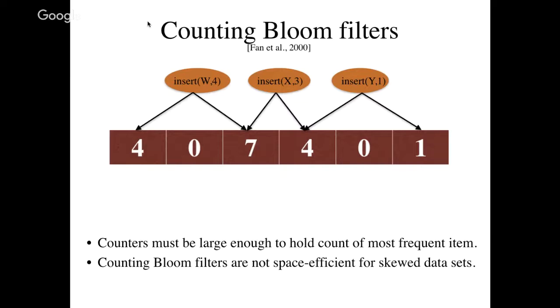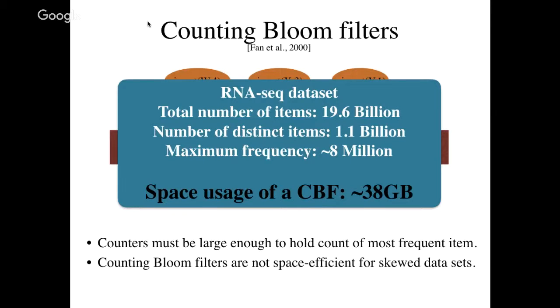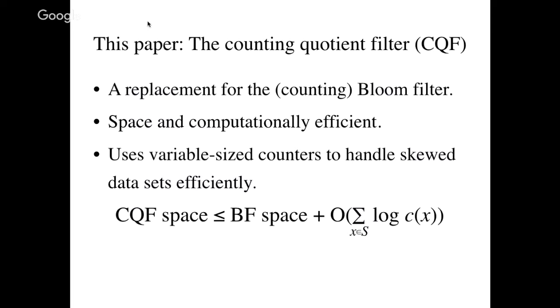But now let's see, what if you want to adapt a counting Bloom filter for a skewed data set? If we use the counting Bloom filter for the same data set we just talked about, it will take almost 38 gigs of space, which is very high. Now let's see, can we do better here? In this talk, we're going to introduce a new data structure known as a counting quotient filter. The counting quotient filter is a replacement for a counting Bloom filter or even a standard Bloom filter. It is space and computationally efficient.